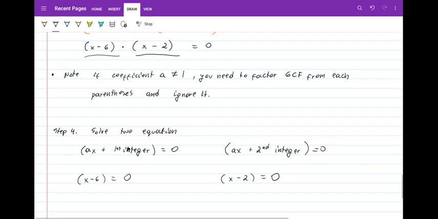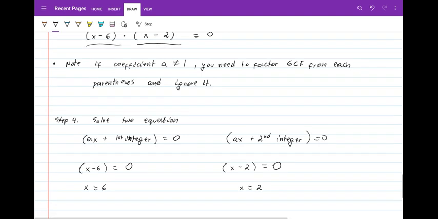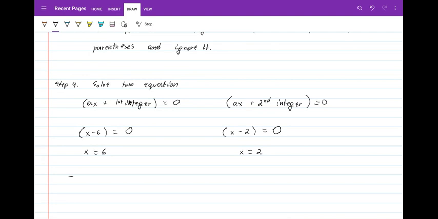We're using here the zero product property. So to solve this one, we're adding 6 to both sides, we're getting x equals 6. Here we're getting x equals 2. So we have two solutions. So the solution set is 2 and 6. So two solutions. Of course, you can always check your work. You can plug those numbers into our original equation and check if that makes sense.